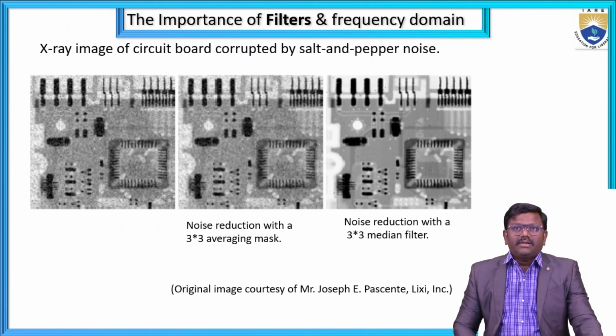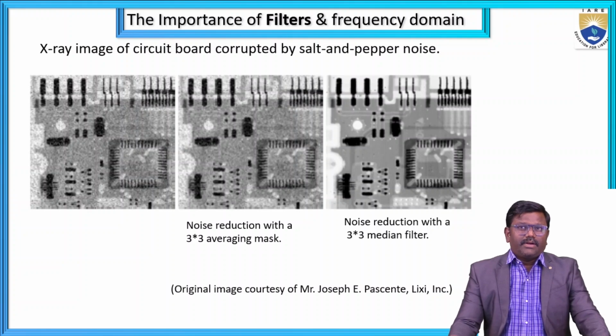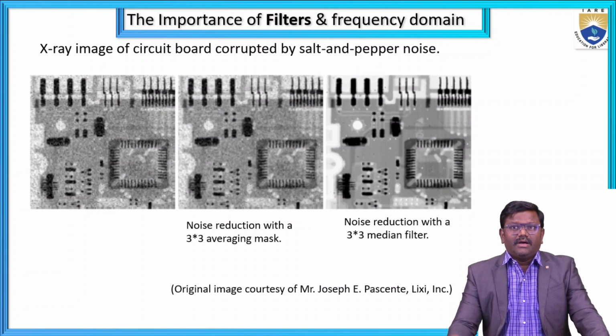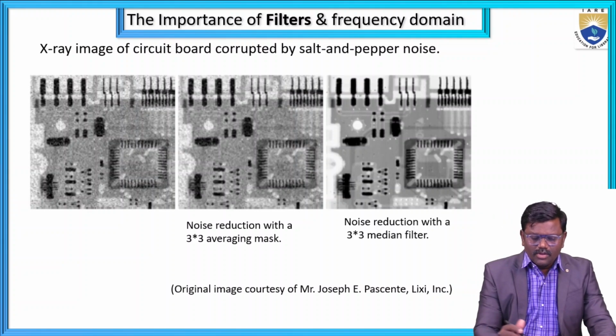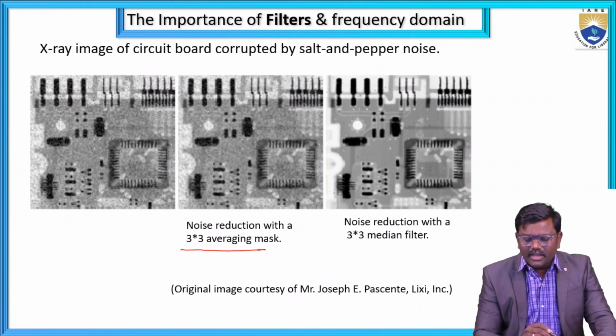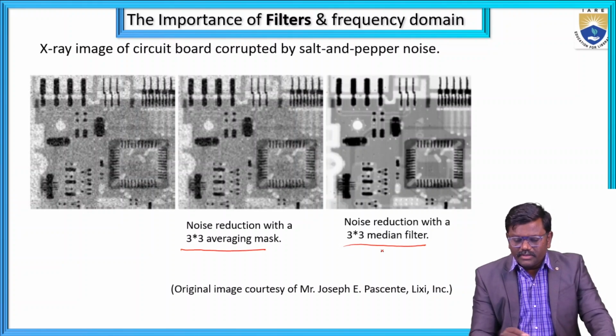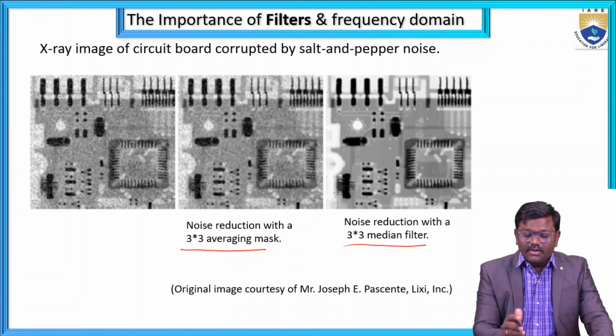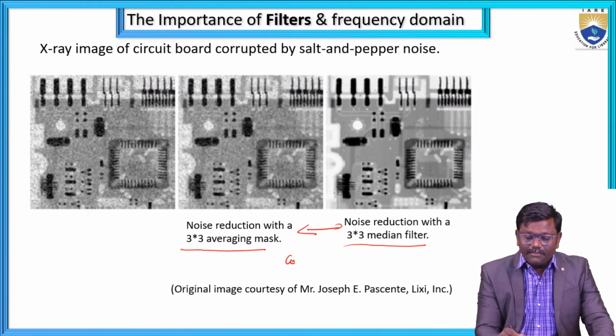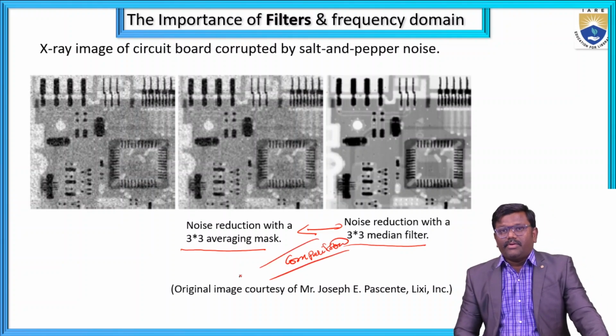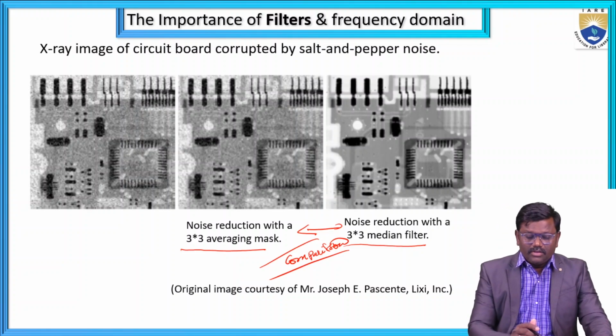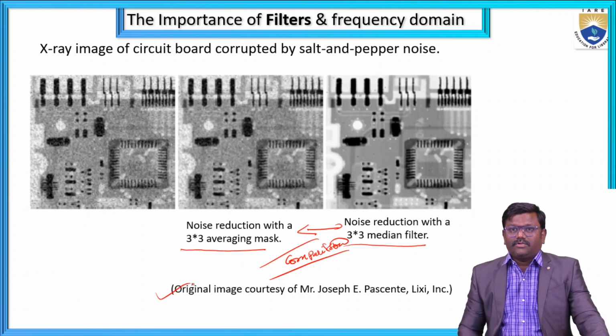Taking one example, an X-ray image of a circuit board corrupted by salt and pepper noise, we see the complete process: noise reduction with a 3 by 3 average mask, and noise reduction with a 3 by 3 median filter. By comparing both, we can understand the importance of the filter. You can also refer to a textbook.